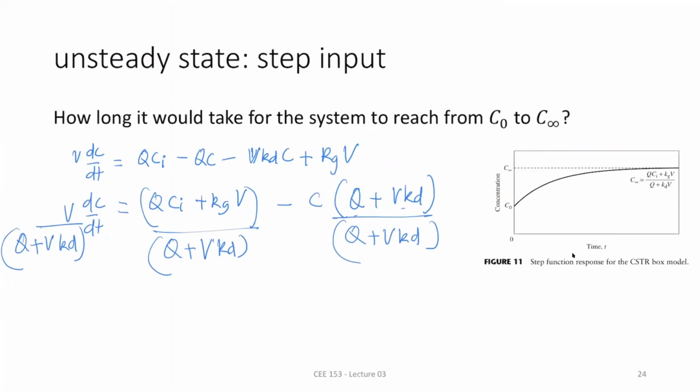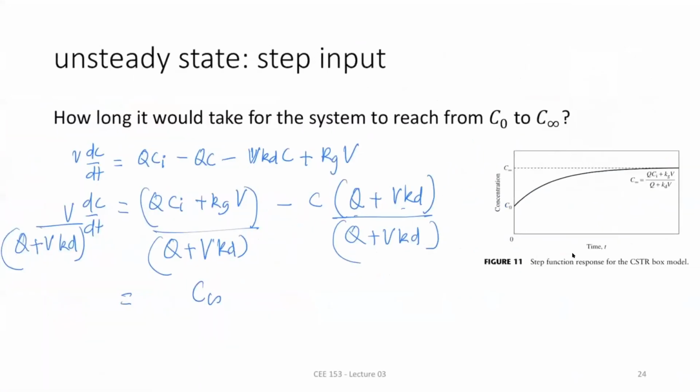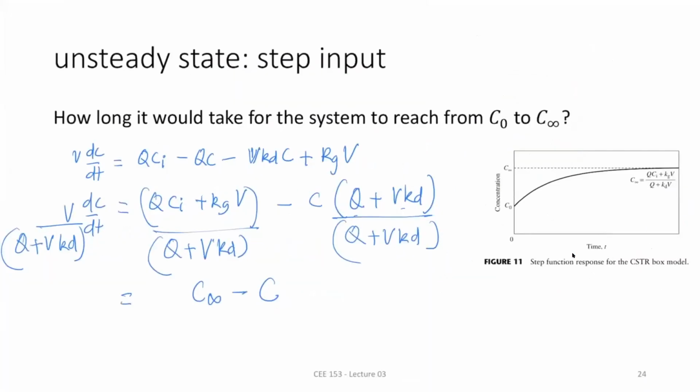So now what it becomes is this: whatever the constant, if you see this number is C infinity. So this is C infinity minus C. Okay, this cancels out. So that's V divided by Q plus VKD times dC by dt. Okay, so it becomes much simpler.